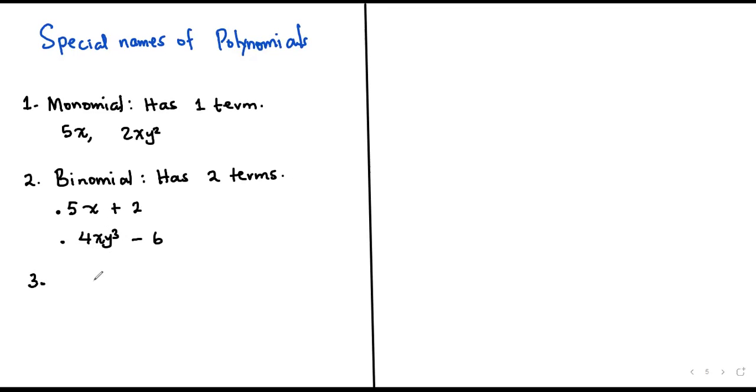Then we have what we call a trinomial. So a trinomial has got three terms.